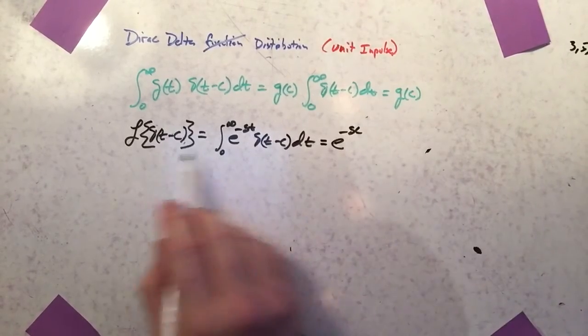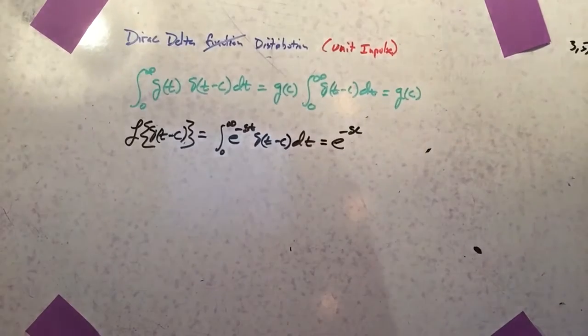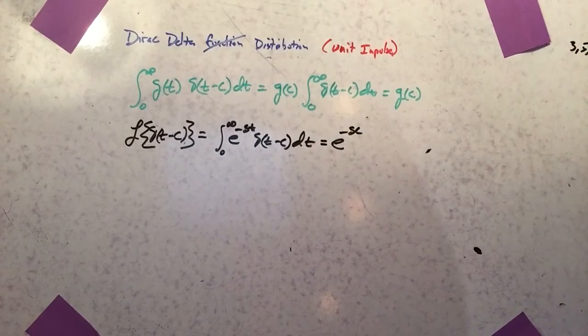So that's it. This is the Laplace transform of the Dirac delta. It's e to the minus sc. And you'll find that on your table of Laplace transforms. All right? That's pretty much it.